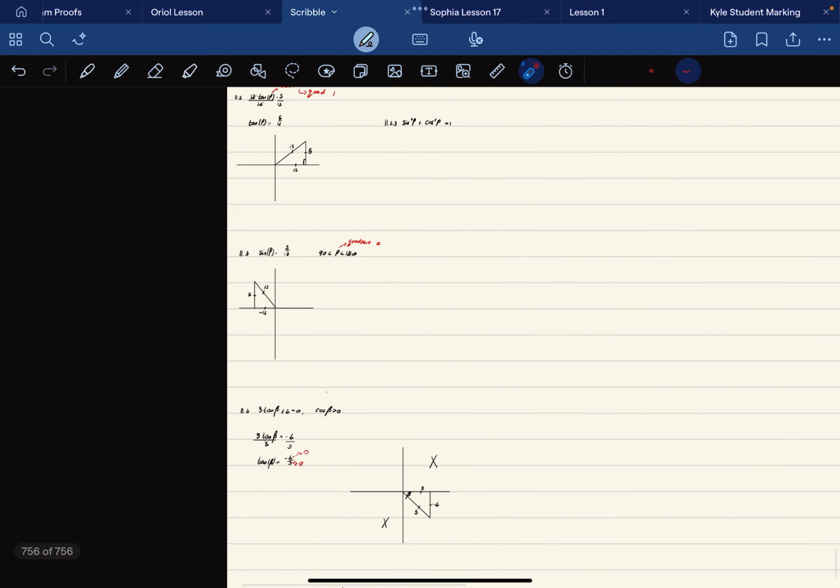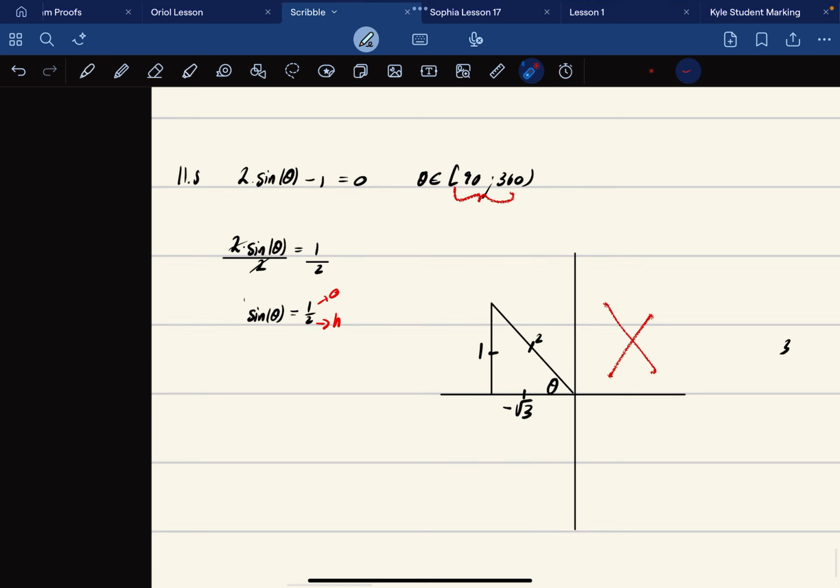Okay, cool. Please do pop me a message if you need any more help with these questions, but I do think definitely give them a try after I've shown you how to draw the graphs.